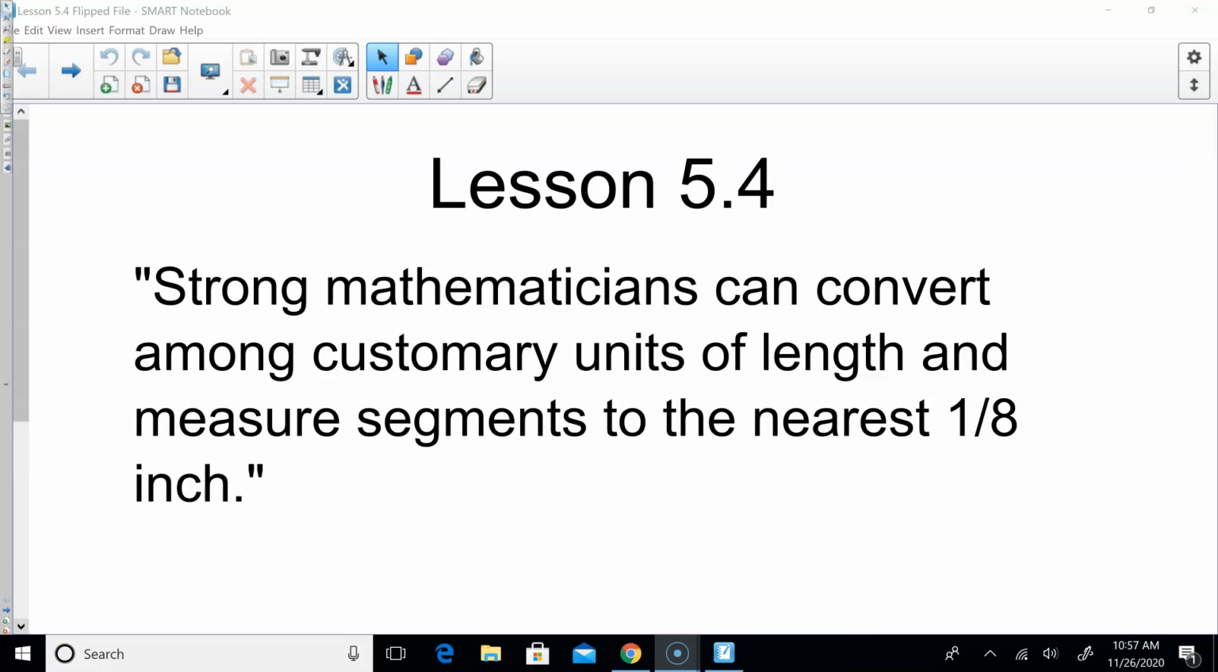So take out today your notebook, your pencil, write down today's date, the name of the lesson, and let's get started.